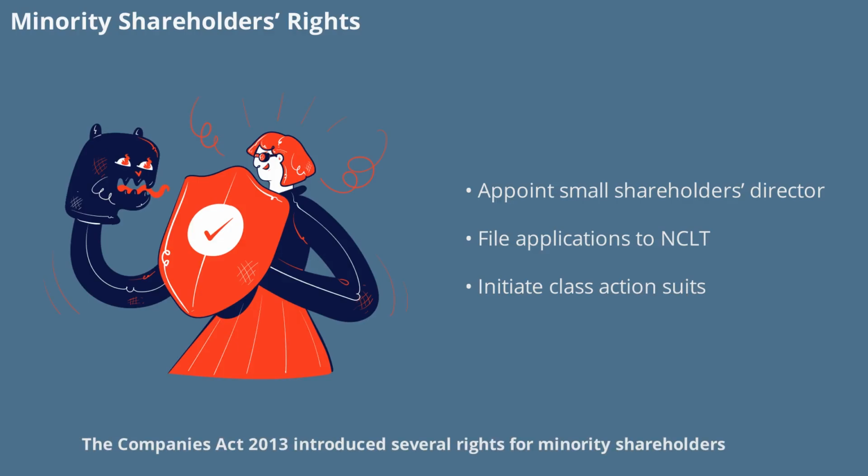The Companies Act 2013 introduced several rights for minority shareholders. These include the right to appoint a small shareholders director, the right to file applications to the NCLT in cases of oppression and mismanagement, and the right to initiate class action suits. The Act also ensures protection during mergers and amalgamation, introduces e-voting for greater participation, and in some cases, shifts approval power from the majority to the minority for related party transactions.